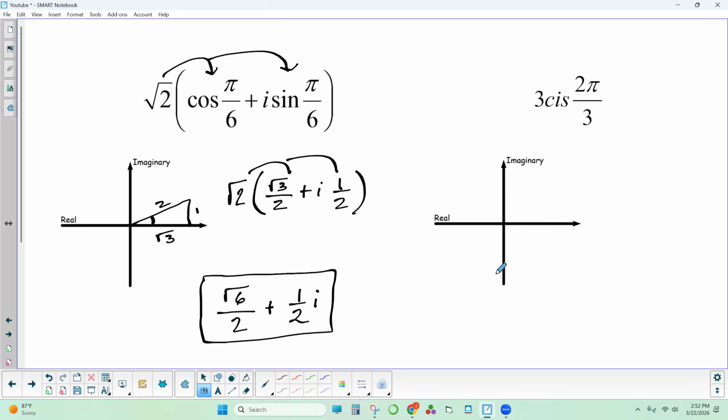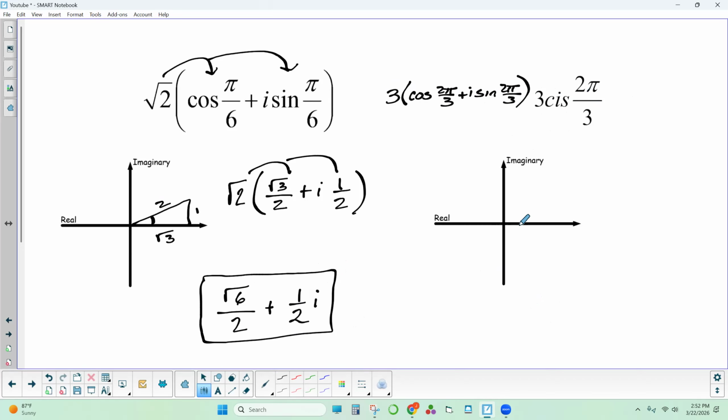Okay, let's go ahead and try this last one over here. Now I'm going to expand this just so we can see it like this. So I'm going to write 3 times cosine at 2 pi over 3 plus i sine 2 pi over 3. Okay, that's our expanded version.